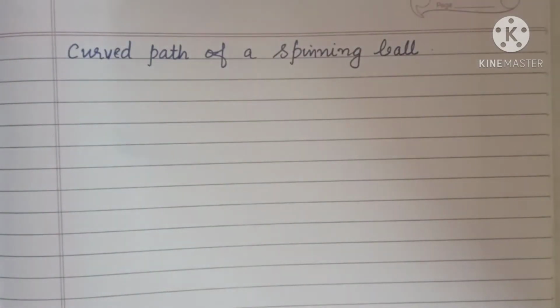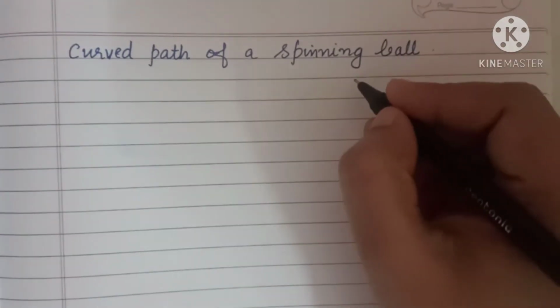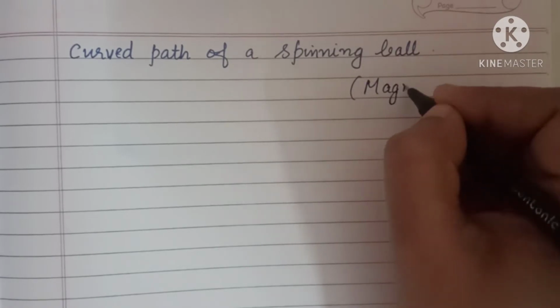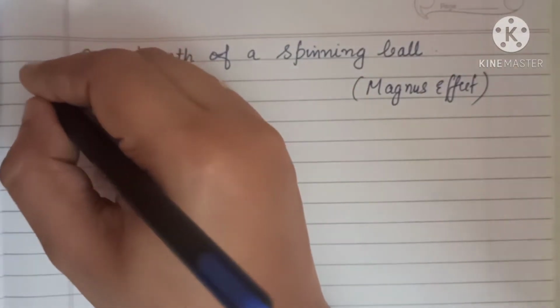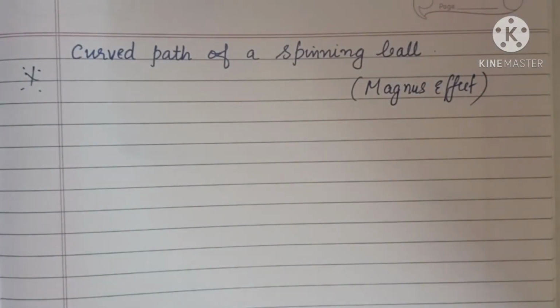So next is the curved path of a spinning ball. You can also call it the Magnus effect. It's an important question. Now here, when all of you are playing cricket, you know the spinning ball, how it moves. When a ball is thrown horizontally with a large velocity, suppose you are throwing a ball with large velocity and at the same time you are giving a twisting motion to cause a spin.